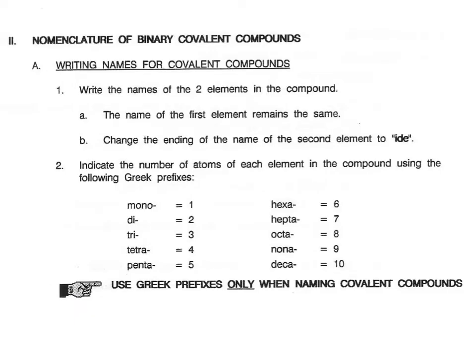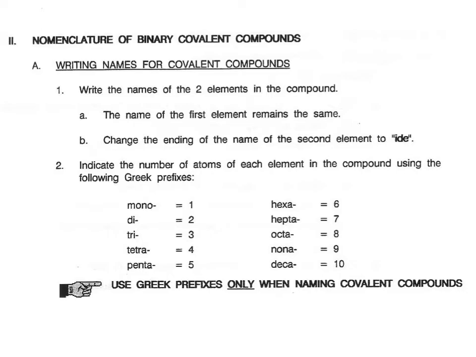Let's talk about the process of naming binary covalent compounds. When we write these names, we're going to remember that there are only two elements. That's why we call it a binary covalent compound. And we know it's covalent because it starts with a nonmetal and it ends with a nonmetal. So we're looking at two nonmetals.